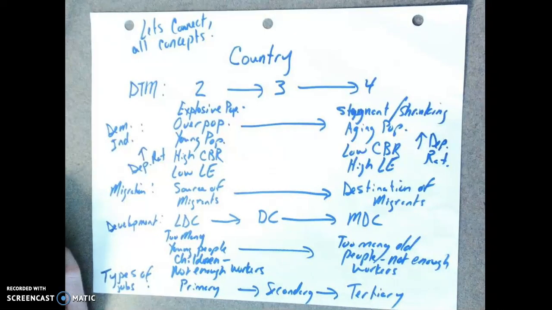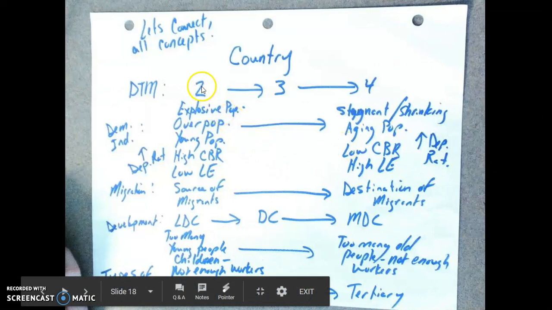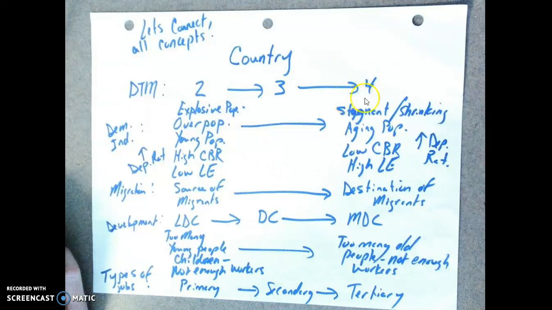So next, let's connect all these concepts together. So let's say we have a country. We're talking about specific countries in the world, and we're talking about the demographic transition model. You have stage 2, stage 3, and stage 4 countries. Remember, this is a continuum. Countries from stage 2 are hoping to progress to stage 3 and then to stage 4. And stage 2 countries have explosive population growth, which is causing overpopulation problems.